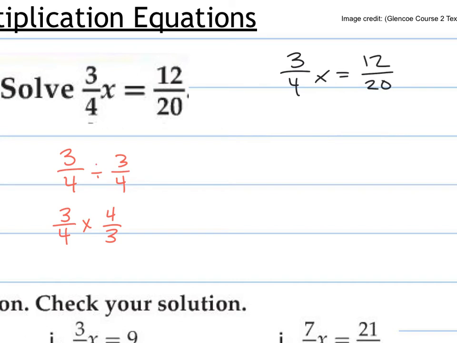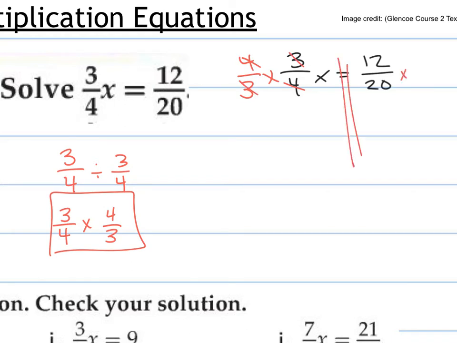Okay. And I'm going to show how I did this part. So I'm going to multiply by 4/3. The 4's here cancel, and the 3's here cancel. Whatever I do to one side, I have to do to the other side. So I have to multiply by 4/3. So I'm left with x equals, and now I can multiply my fractions together.